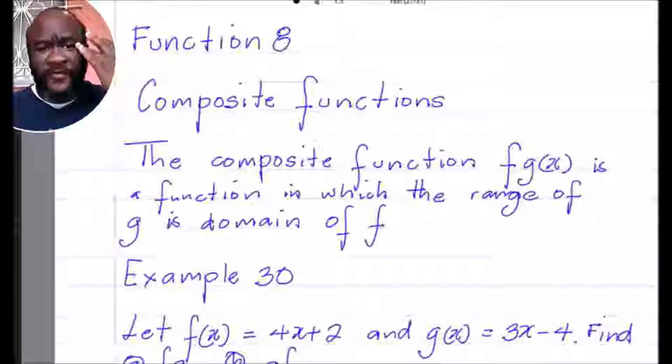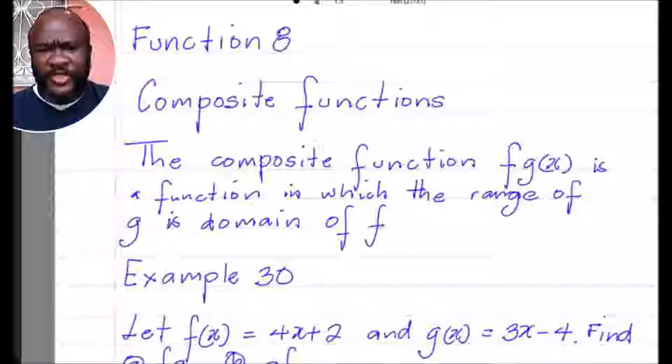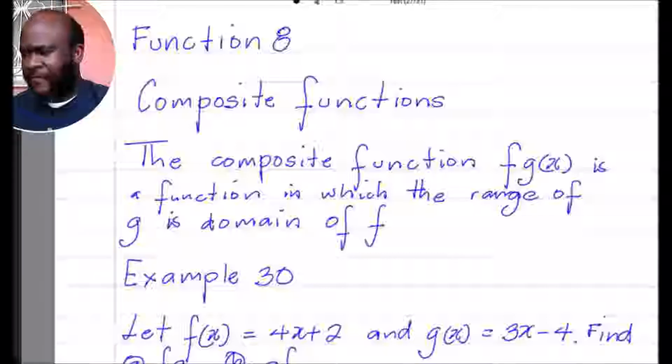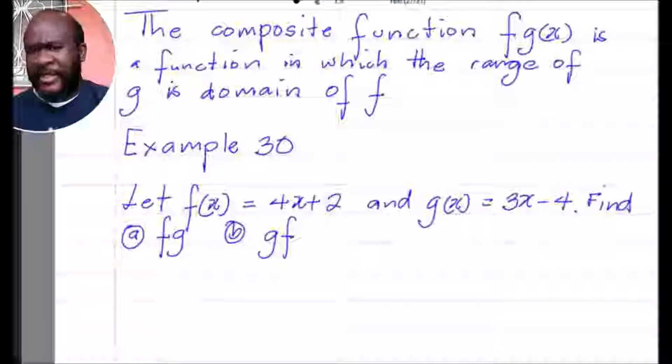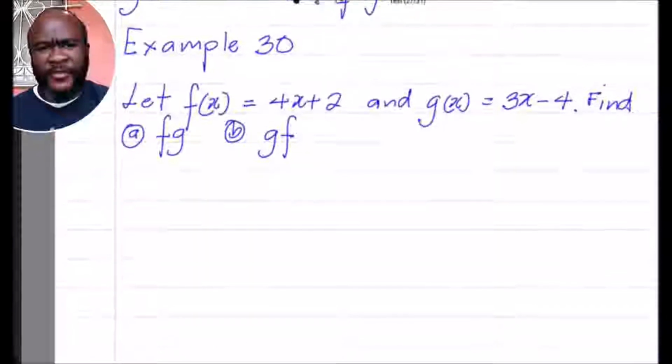Composite functions. Function 8, composite functions. The composite function f of g of x is a function in which the range of g is the domain of f. The composite function f of g of x is the function in which the range of g is the domain of f. All right, let's have a look at example 30.